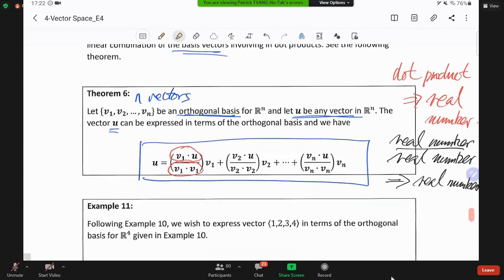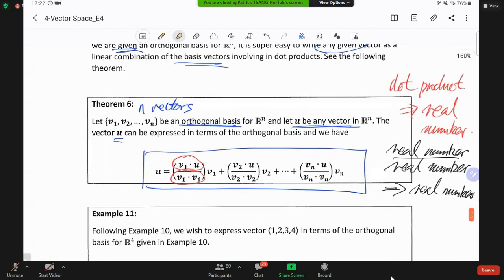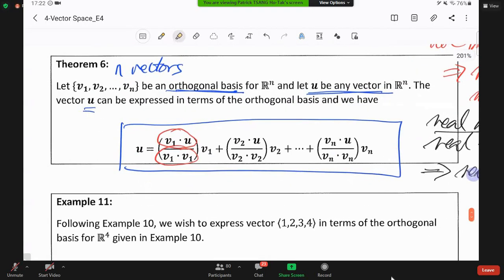By the way, let me remind you of the whole idea of theorem 6. Suppose there is an orthogonal basis consisting of n vectors, v1, v2, until the last one, vn, for the general Rn space. Now I take a random vector in the same Rn space, say vector u, and I would like to see whether or not I can express vector u in terms of the orthogonal basis. The answer is yes, and I can write it in this way.